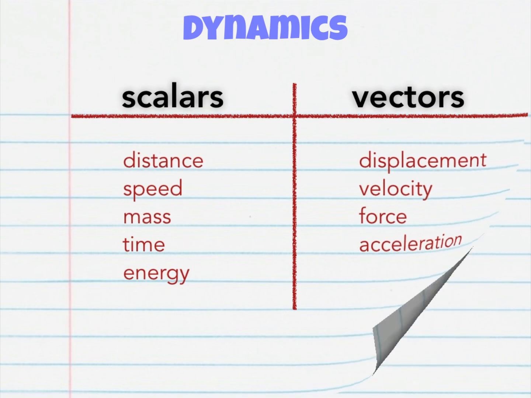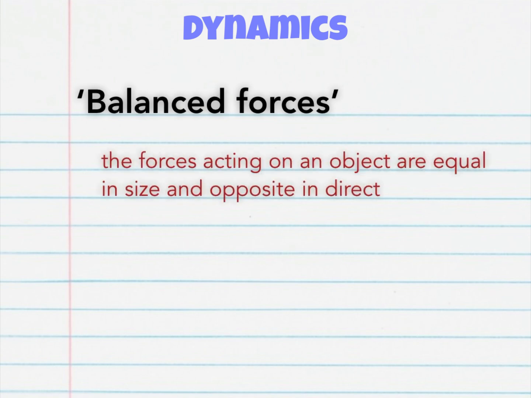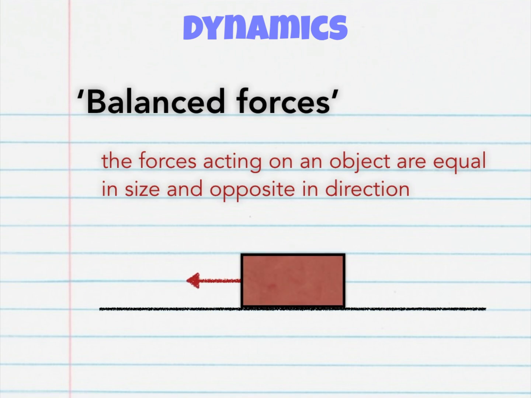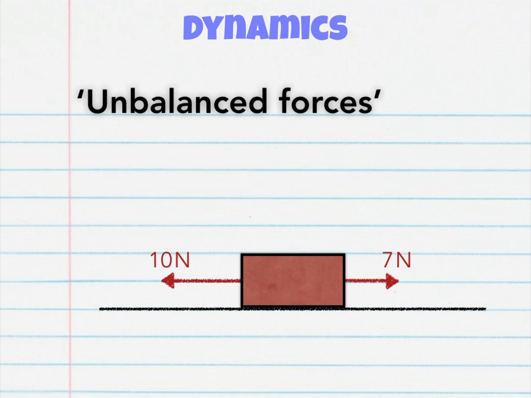Next up, we have balanced forces. We say that forces are balanced when the forces acting on an object are equal in size and opposite in direction. And here's an example of balanced forces. This, however, is an example of unbalanced forces.